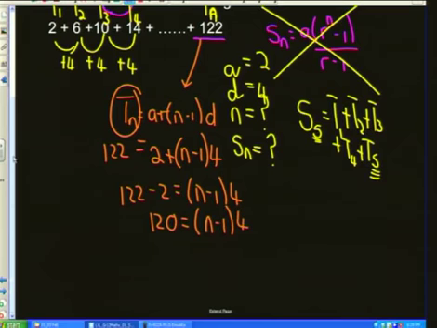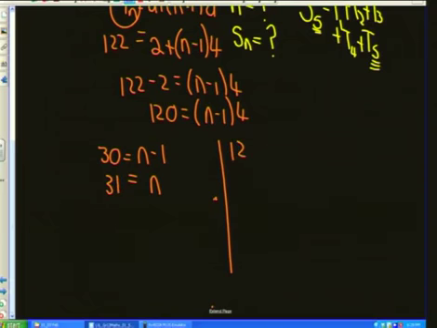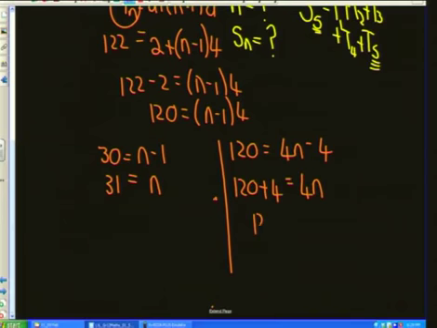Now, as I said to you, you would have a choice of doing this one of 2 ways. The first way is the way I would do it. I would say, let me divide both sides by 4. So 4 into 120 goes 30 times, equals n minus 1, so n is equal to 31. The other way is to say, well, this is 120 equals 4n minus 4, which means we have 120 plus 4 equals 4n, which means we have 124 equals 4n, which means we can divide both sides by 4, and that's going to give me 31 is equal to n.